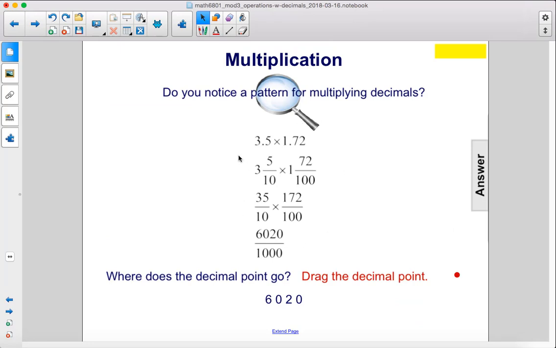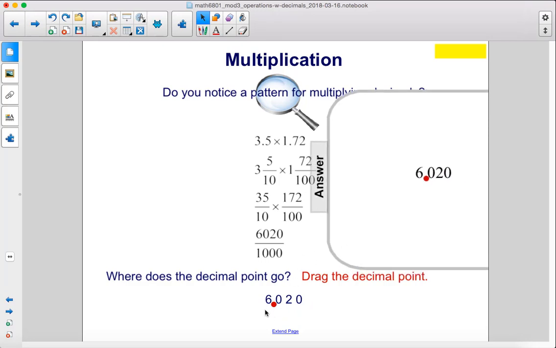Do you notice a pattern for multiplying decimals? Here's an example. 3.5 times 1.72. You can change these into fractions and then change them into improper fractions, multiply them, and you get your answer like this. 6,020 over 1,000. Where does the decimal place go? Well, it goes to the thousandths place. The last number will be in the thousandths place, which would put the decimal there. So, yeah, 6.020.